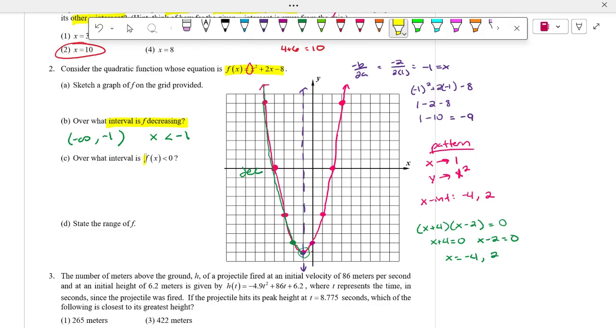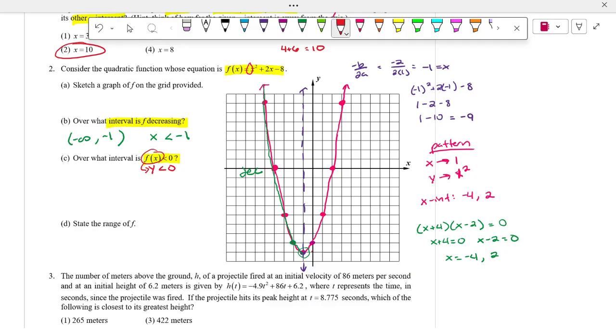Next, they asked, find the interval where f of x is less than 0. So what does it mean, f of x is less than 0? Not when the x values are less than 0. When the y values are less than 0. F of x is another name for y. So we're looking for where our y values are less than 0. So in reference to the x-axis, right, because the x-axis is kind of the boundary, because that is 0 for y.